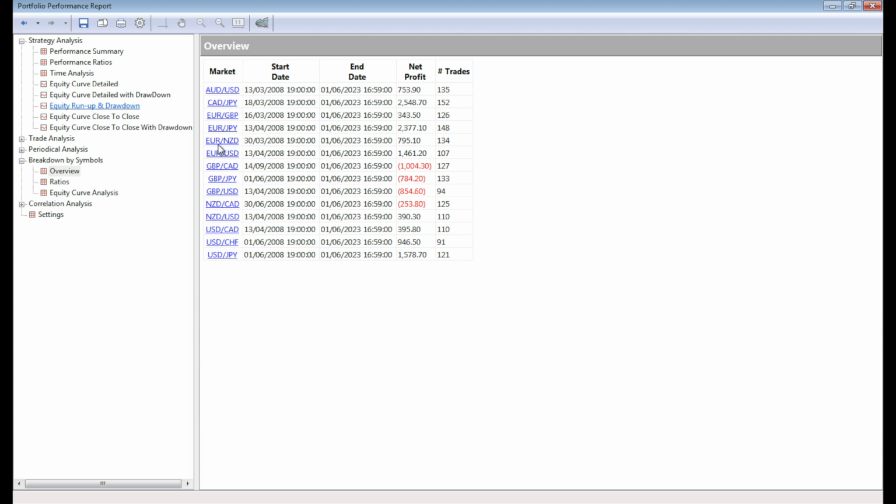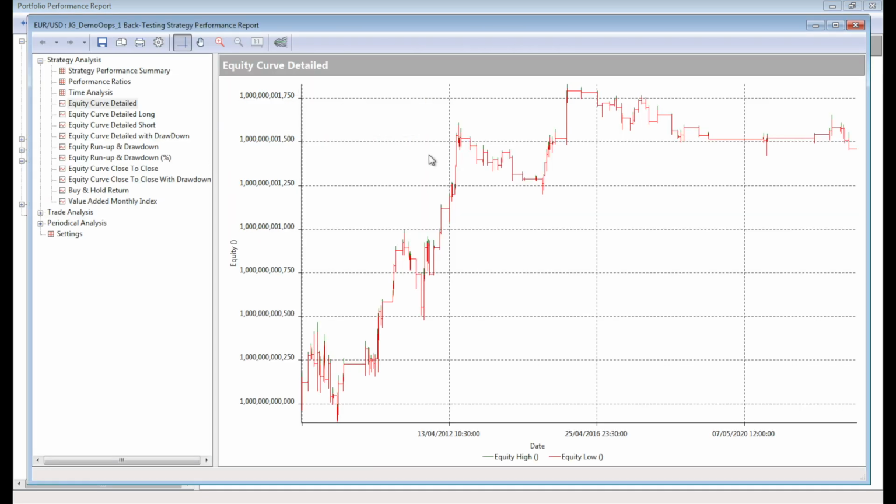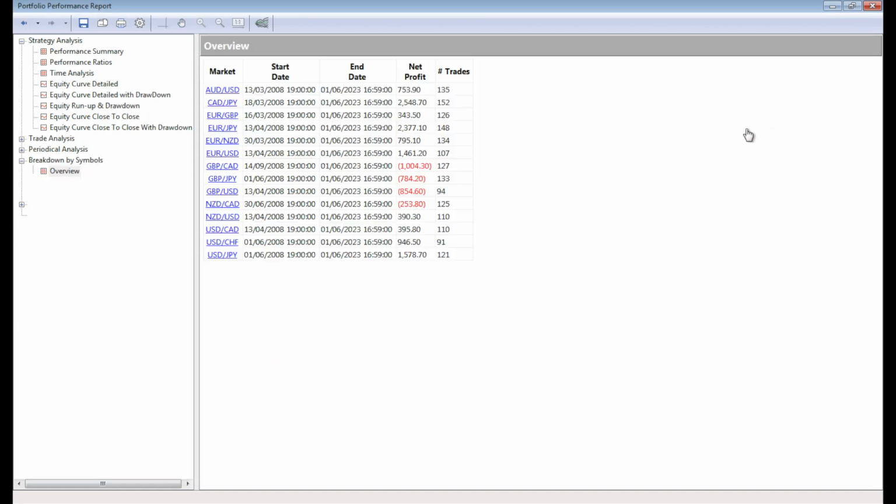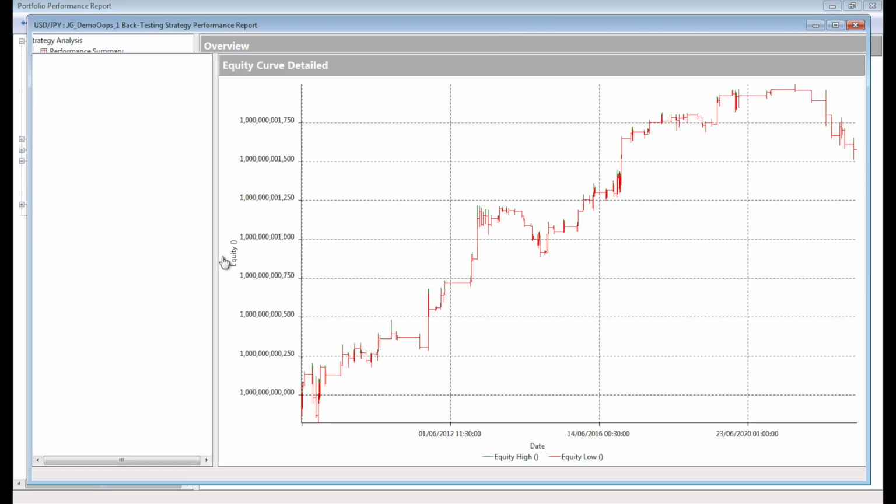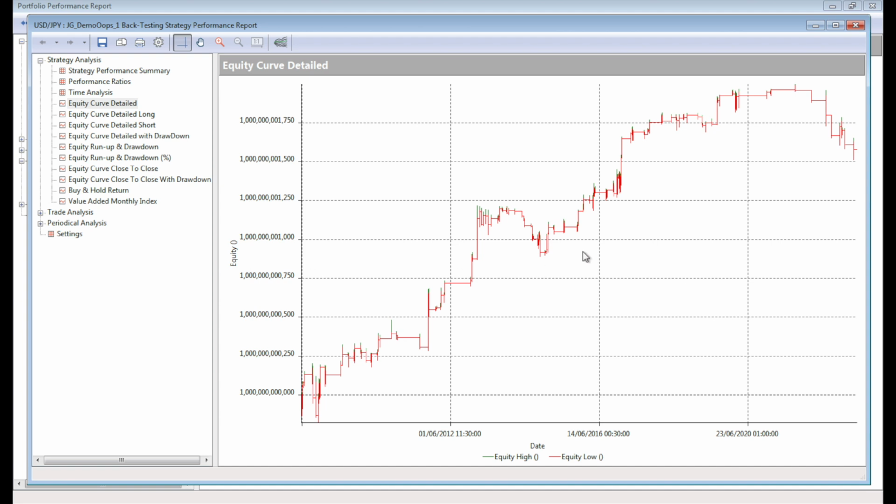Euro New Zealand is making money. Euro dollar is making money. A similar equity curve, again, not quite as good as before, but flattening off recently. Pound Canadian losing, pound yen is losing, pound dollar is losing, New Zealand Canadian is losing, New Zealand US making a little bit of money, US Canadian making a bit of money, US Swiss franc making a little bit of money, and US Japanese yen making some money with a reasonable equity curve.